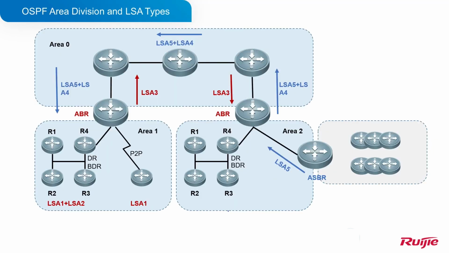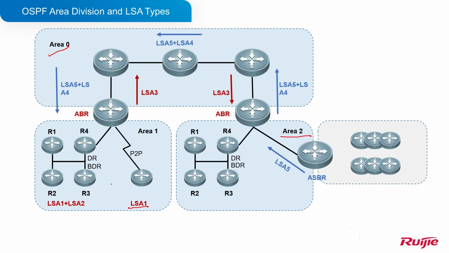Okay, and for this page, we'll introduce OSPF area division and the LSA types. Here we can see this topology. For the topology, we enable 3 areas, right? The first is area 0, the backbone area. The second is area 1, a non-backbone area. And the third is area 2, also a non-backbone area.